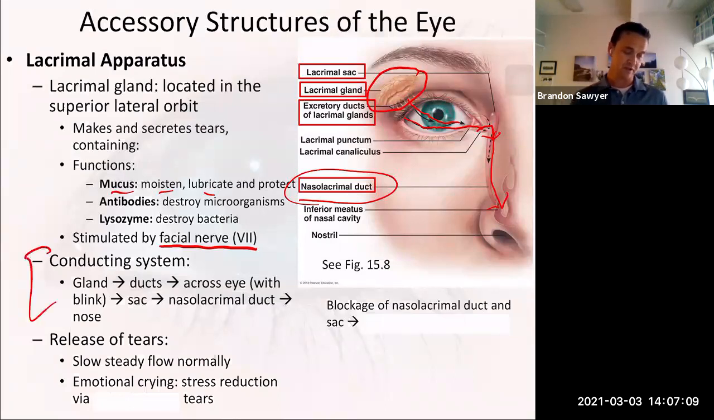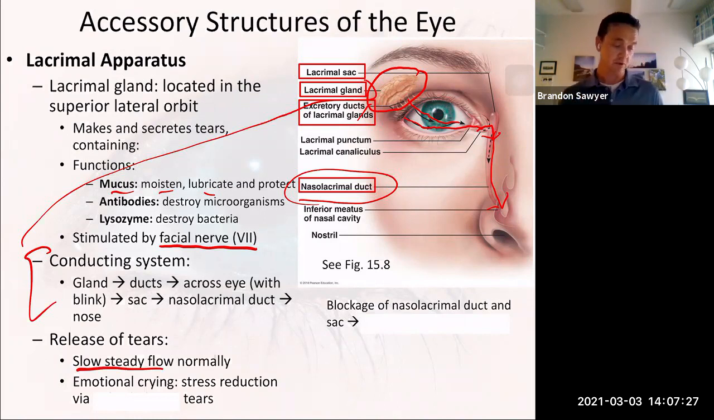Okay, this just walks you through what I just did there with the flow of the tears. Okay, so normally we have just this constant steady flow of some fluid leaving our lacrimal glands there. Okay, so a normal steady flow, but then obviously in times of emotional distress, we cry as well.